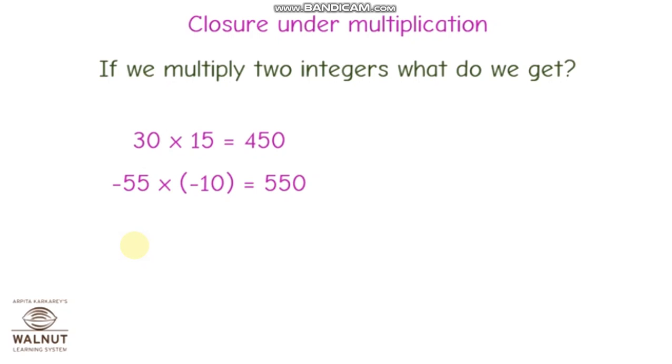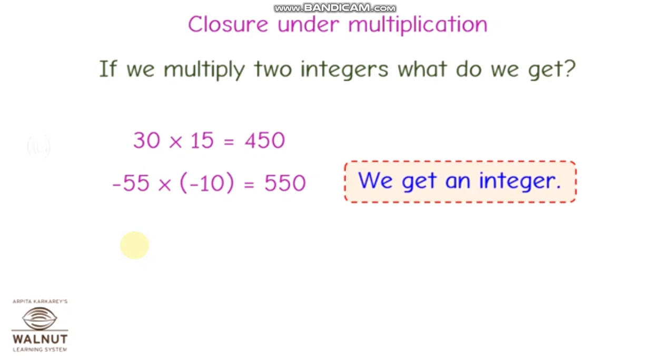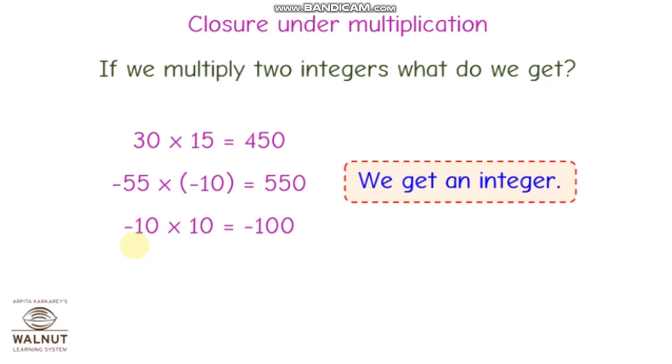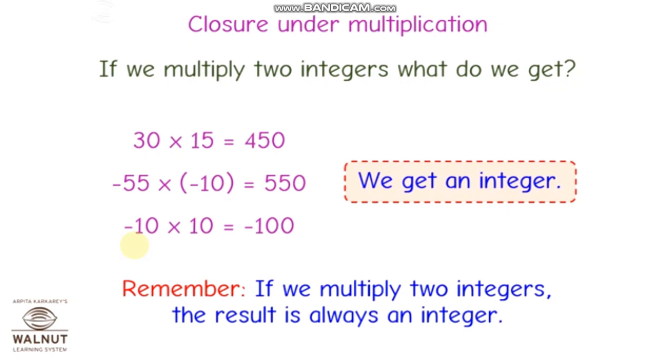Take two negative numbers: minus 55 into minus 10. We get 550, because minus into minus is plus. Again we get an integer. Minus 10 into 10 is minus 100. Again it is an integer. So when we multiply two integers, the product is always an integer. We conclude that integers hold the closure property.